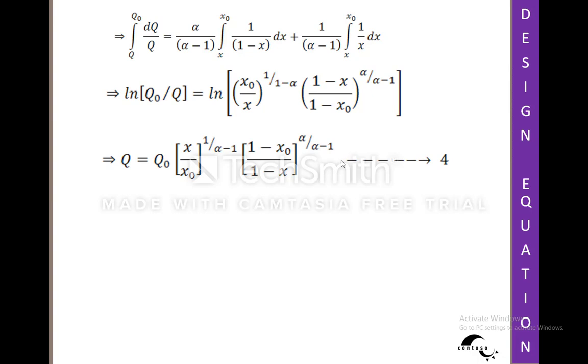So this q is sent to the right side and the right part is sent to the left side. So simply I have inverted the x naught by x into x by x naught, and 1 minus x naught by 1 minus x instead of 1 minus x by 1 minus x naught. Clear? So now we need to calculate what is the permeation rate.